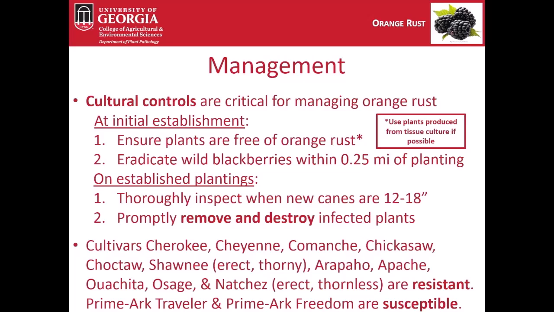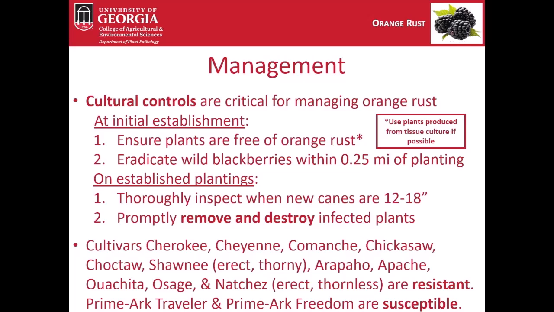It also is a problem, though, of wild blackberries, and so if there are wild blackberries within about a quarter mile of your planting, these spores can move into your commercial planting. And so if you can eradicate the wild blackberries, that can reduce problems with orange rust. Once your planting is established, there's less you can do.